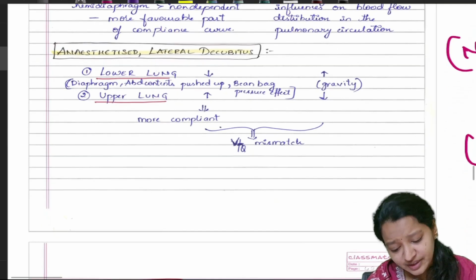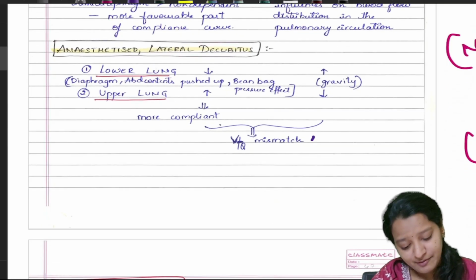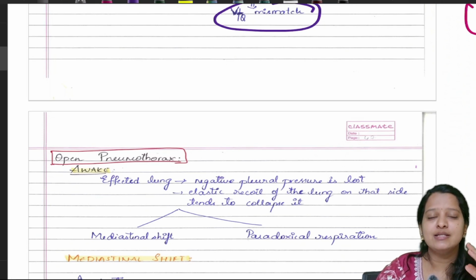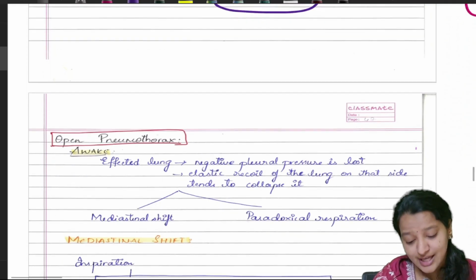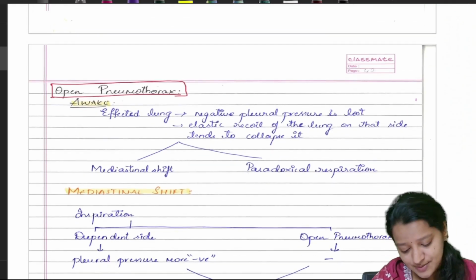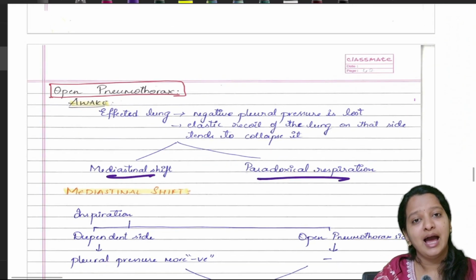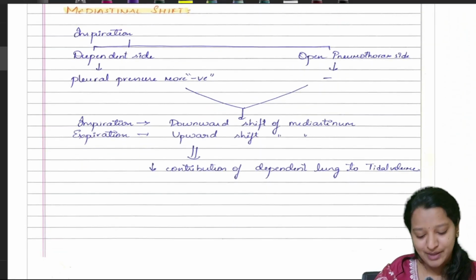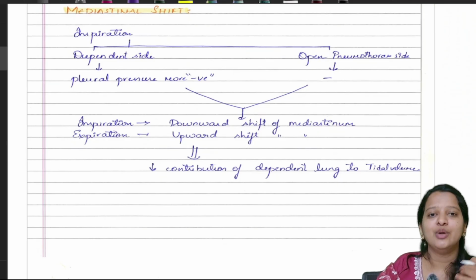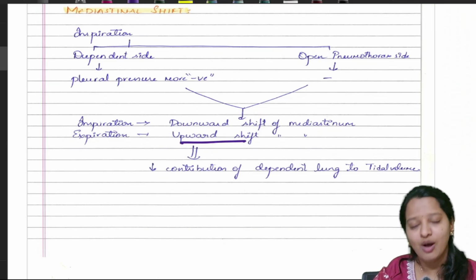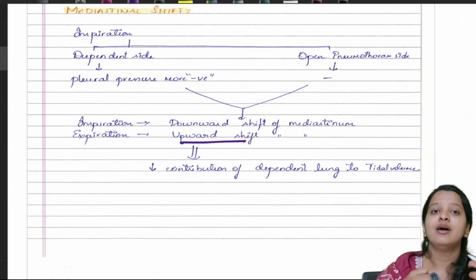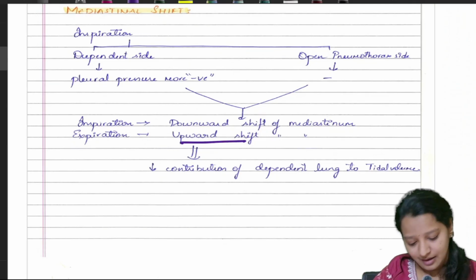Next, in anesthetized lateral decubitus, there will be ventilation perfusion mismatch. And if the thoracic cavity, which was closed till now, turns into an open pneumothorax, we have two important concepts called mediastinal shift and paradoxical respiration. In mediastinal shift, what happens during inspiration? There would be downward shift, and during expiration, there would be upward shift. All this is because of negative intrapleural pressure, which is more on the normal dependent lung.